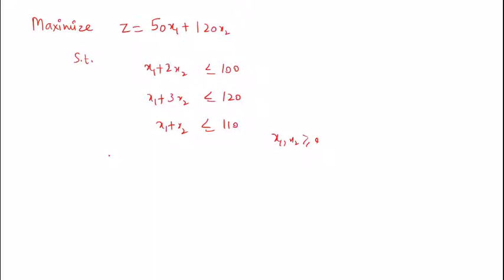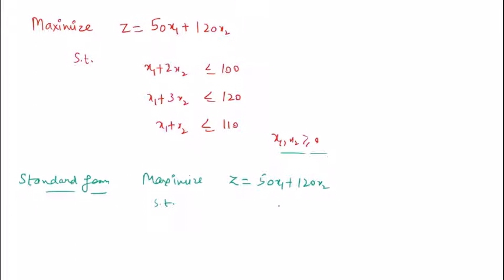We are going to test our code on this problem. As I just told you, the first thing you have to do is convert this into standard form, which is very easy. So maximize 50x1 plus 120x2. The first condition is that all variables should be non-negative, and they already are. The right hand side should also be non-negative, and it already is. The only thing we need to do is convert these inequalities into equations. So I'm going to do that right now.